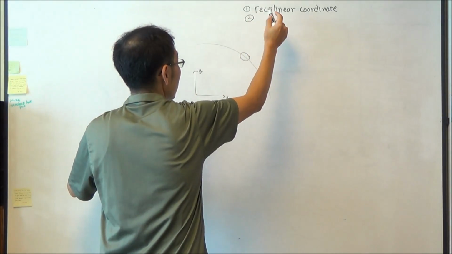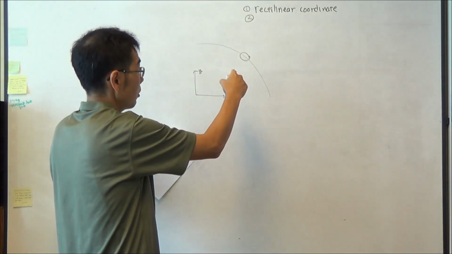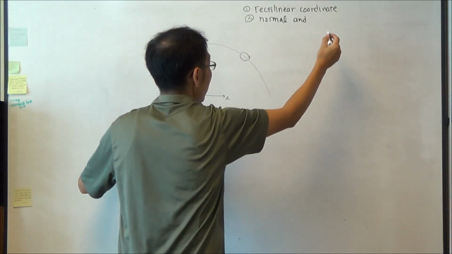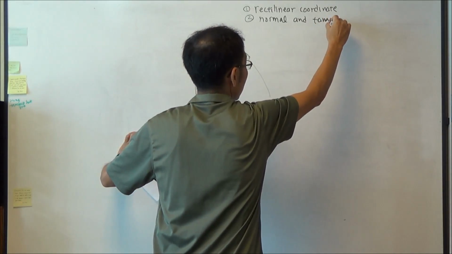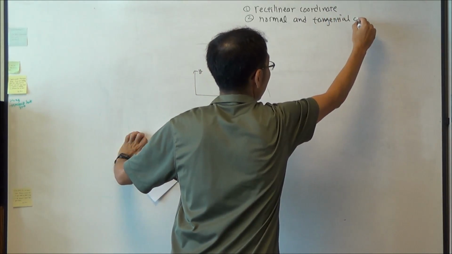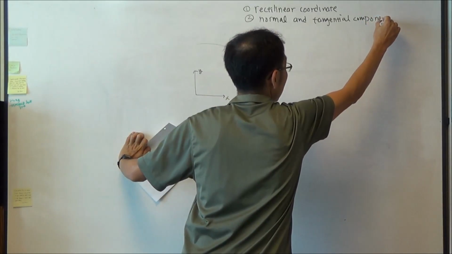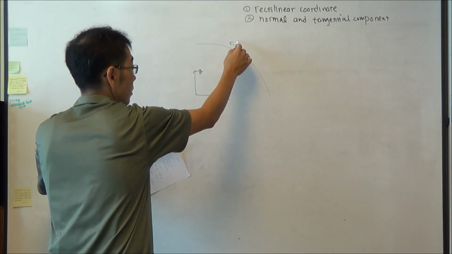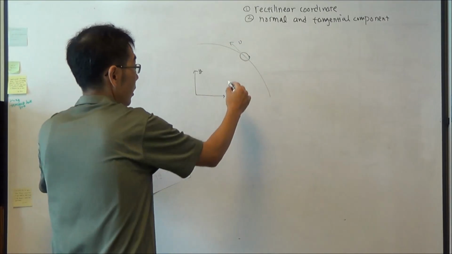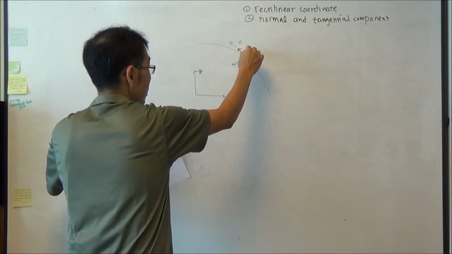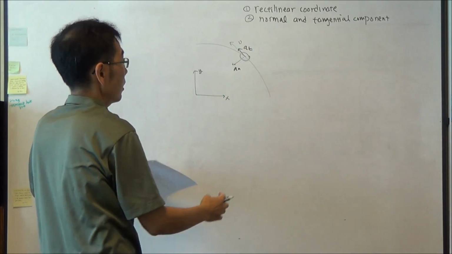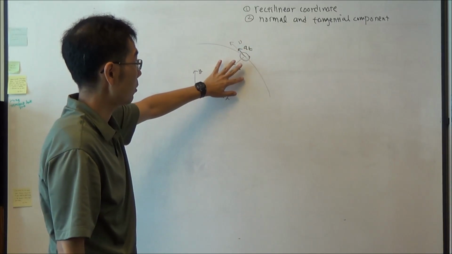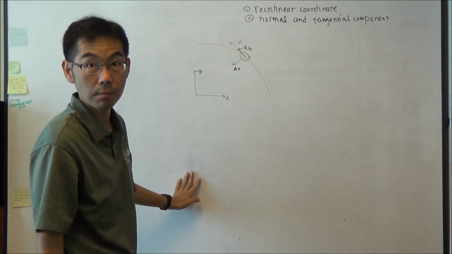And then sometimes it's convenient to describe your motions using normal and tangential components. In this case, you know that the velocity is always tangent to the path, and then there might be tangential acceleration and normal acceleration. So sometimes we just describe your velocity and acceleration along the normal and tangential components.